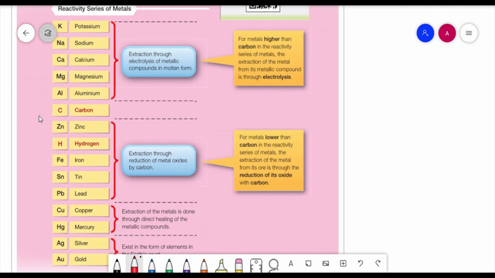Okay, so how to determine the position of carbon and hydrogen? Okay, we calculate 1, 2, 3, 4, 5. So the number 6 should be carbon. Then the second is hydrogen. The metals above the carbon can be extracted through electrolysis.